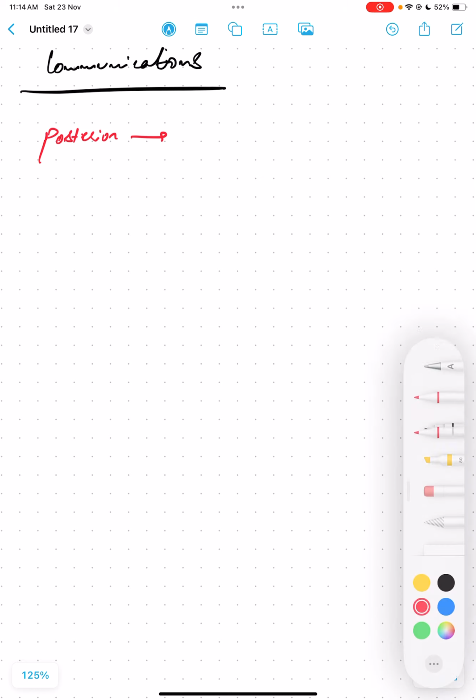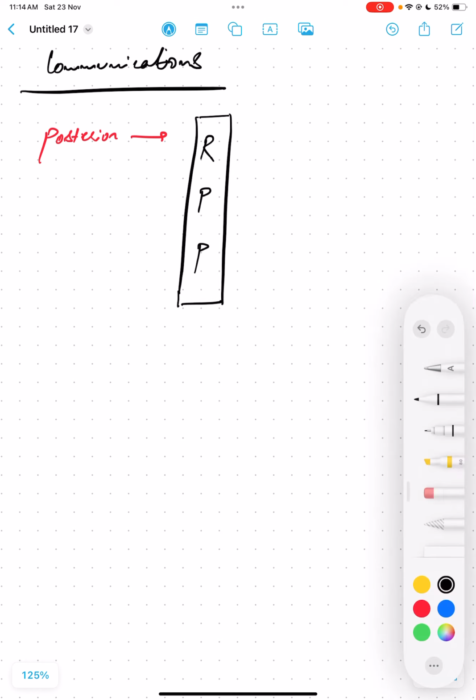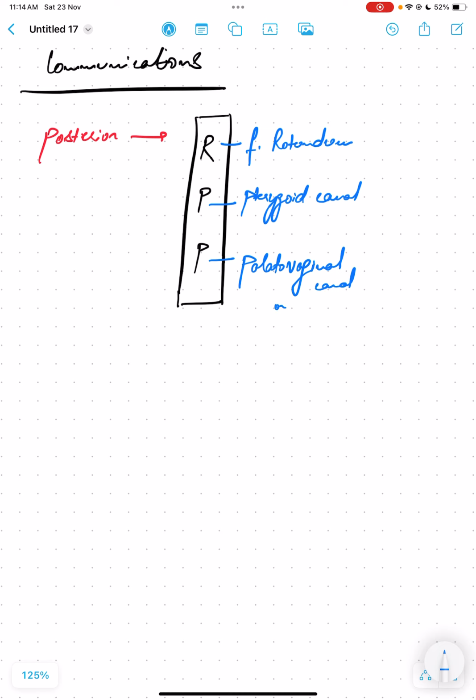Posteriorly you can remember it with the term RPP. What does RPP stand for? R is the foramen rotundum, P is the pterygoid canal, and another P is the palatovaginal canal or the pharyngeal canal.